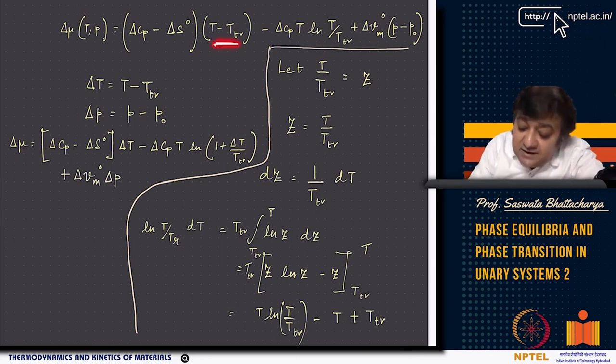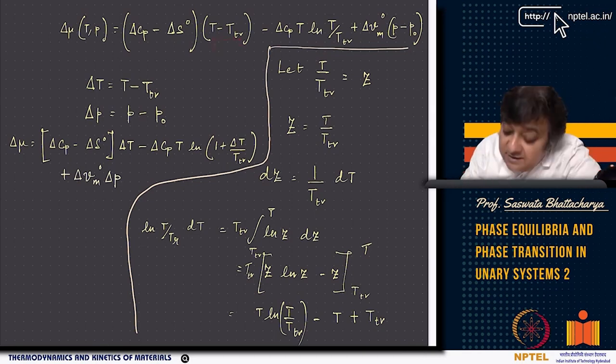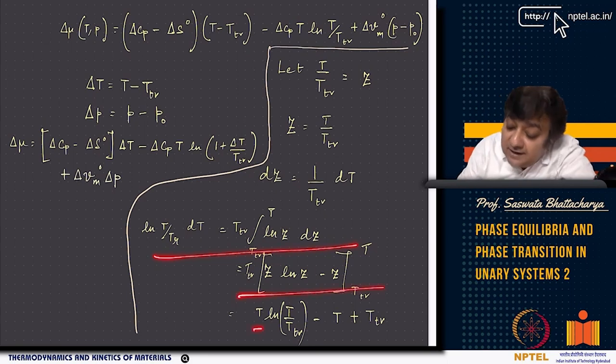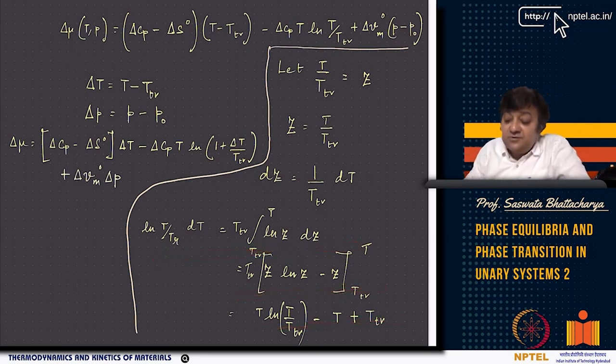TR is the transformation temperature. Plus minus, you have this term. Okay, so it is like ΔCp T ln T by TR. If you go through these derivations, you will easily understand this part. And then this is nothing but ΔVm0 (P minus P0), right?